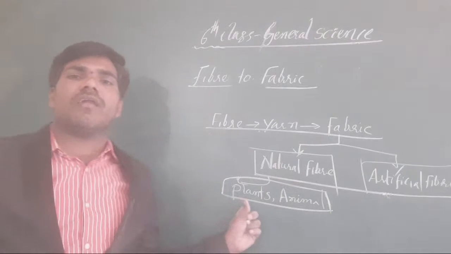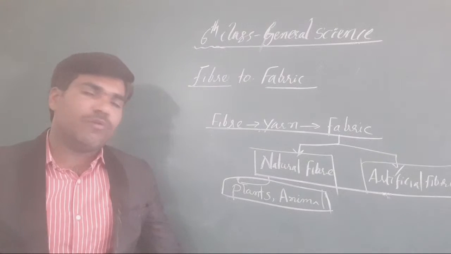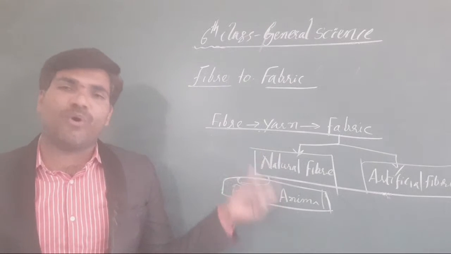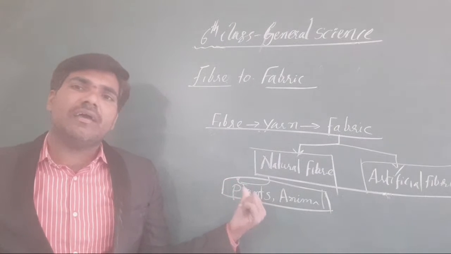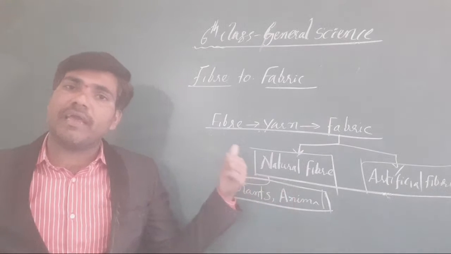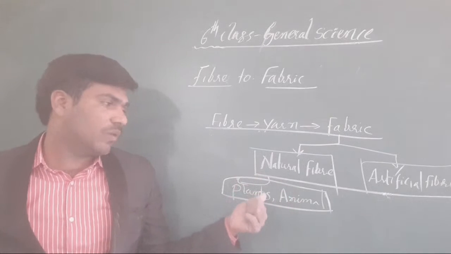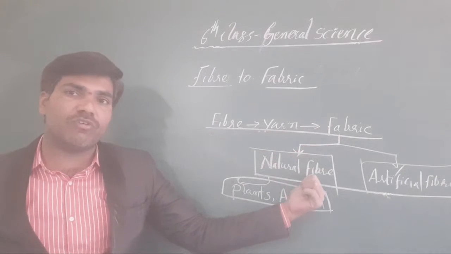The plants, that is from the flowers. Okay, clear or not all of you? From the stem, there are cellulose particles. Those cellulose particles are produced as fibers. And in animals, the hair of the animal works as a fiber. Clear or not all the students?